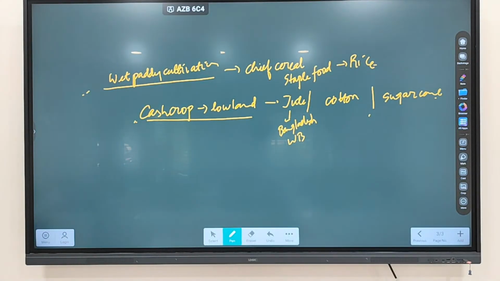Clear? What is a cash crop? The crop that can be directly sold to industry, and you can get cash for that, is called a cash crop. Clear? Like cotton is sold to whom? Cotton textile industries. Jute is sold to jute industries. Sugarcane is sold to sugar industries. So those that provide cash are called cash crops. The second type of crop is called a food crop, that you eat.